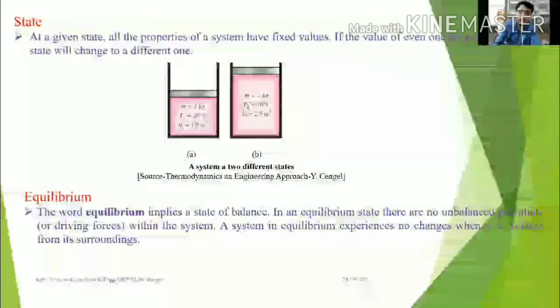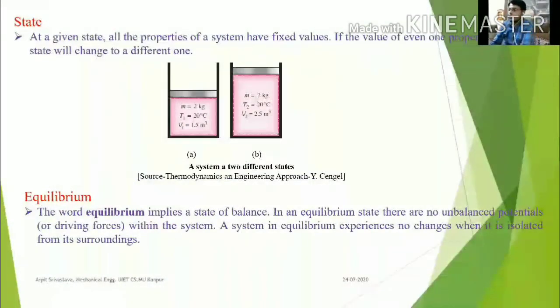So another point is state. What is a state? We defined this term previously: at a given state, all the properties of the system have fixed values. If the value of even one property changes, the state will change to a different one.